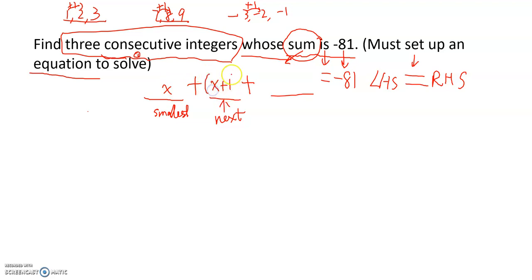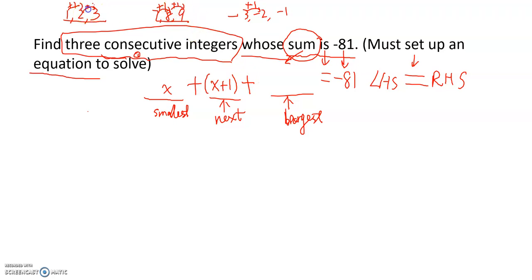Let me put parentheses for that. It's not really needed, but to make it clear, you can see x is the first, and x plus 1 is the second. And the third, the last one, which is the largest, can also be obtained by adding another 1 to the previous one. For example, I can add 1 to 8 to get 9.